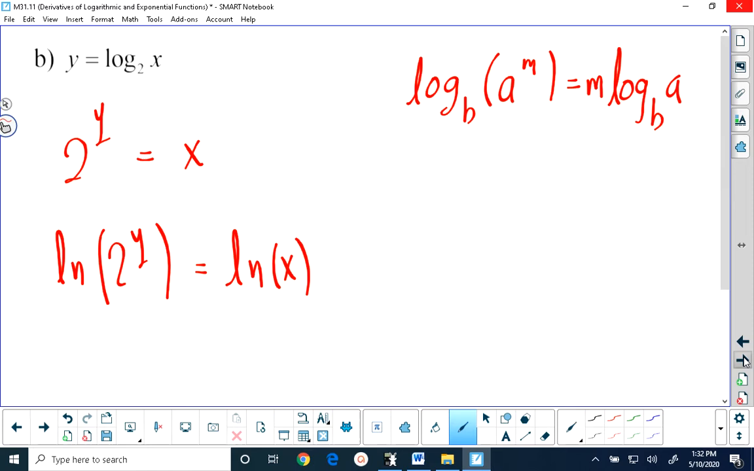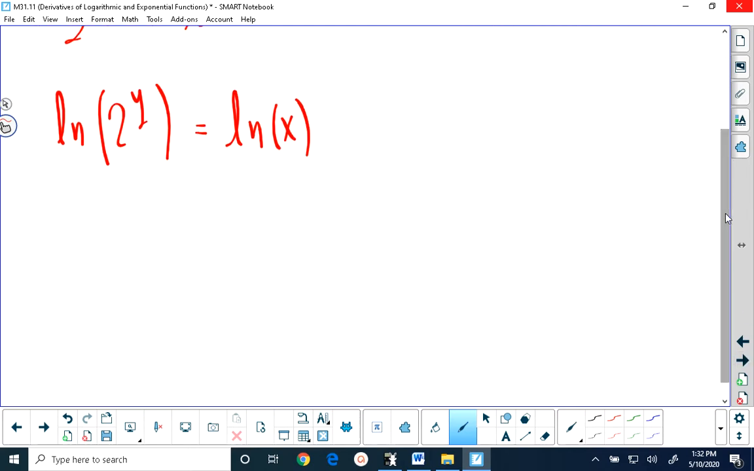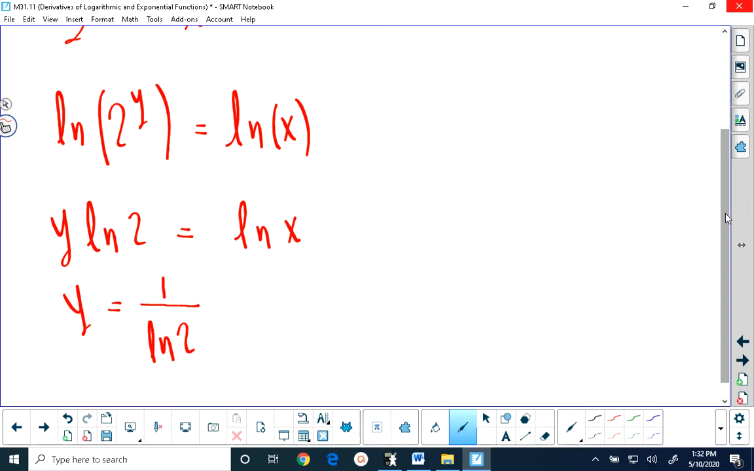I just want to point out to you, this has nothing to do with differentiating. We're going to move that y in front simply because we're allowed to with logarithms. And that gives me y multiplied by the natural logarithm of 2 equals the natural logarithm of x. So if I rearrange this for y, I get y is equal to 1 over the natural logarithm of 2 multiplied by the natural logarithm of x. And we can very easily differentiate that.